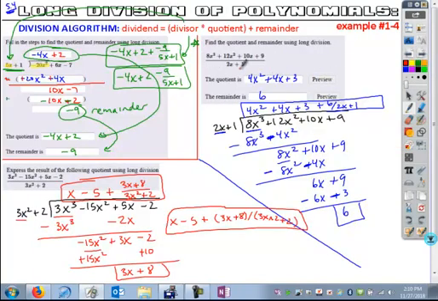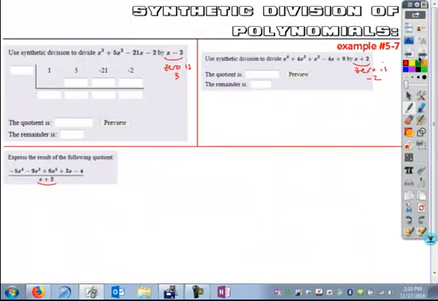Now, when you have zeros like these, negative 1/2, or here, negative 1/5, you could still use synthetic division, but it's going to involve fractions. It's up to you. If you want to, you can, but either one, whatever is the most comfortable for you.